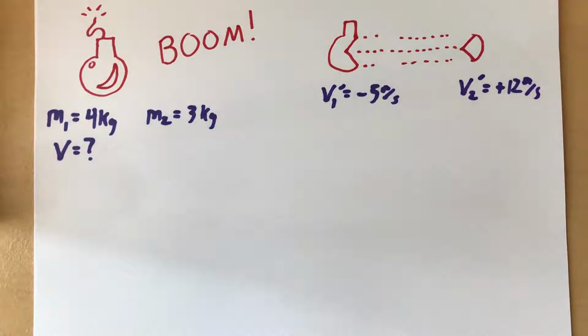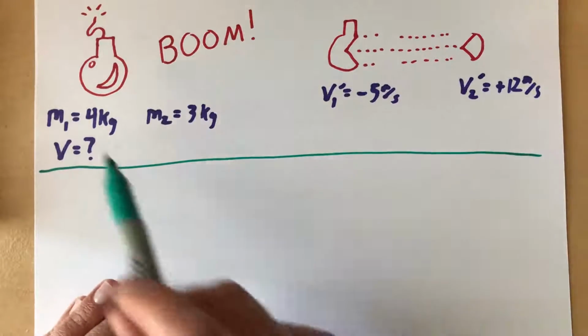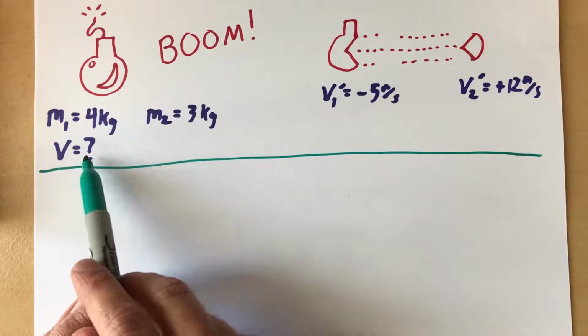So let's see how to do problem number 5 on the conservation of momentum, part 2 worksheet. Again, all of these you wind up setting up basically the same way. Here we have a bomb that's moving. They don't tell us how fast.